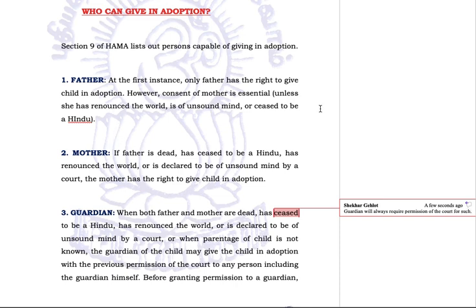if the father wants to give the child in adoption, he requires the consent of the mother only. He doesn't require the permission of the court. If the mother wants to give the child in adoption, she does not require the permission of the court.